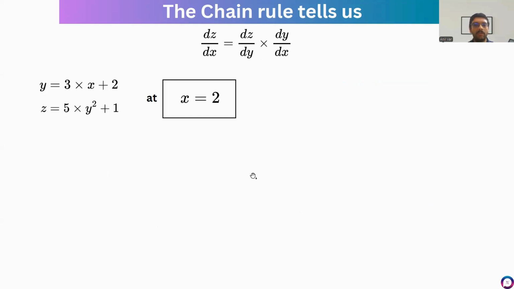There's another kind of scenario, for exactly the same set of expressions we're using, where it becomes even easier, right? So for example, let's say we want to compute this derivative, dz by dx, at a very specific x equal to 2.